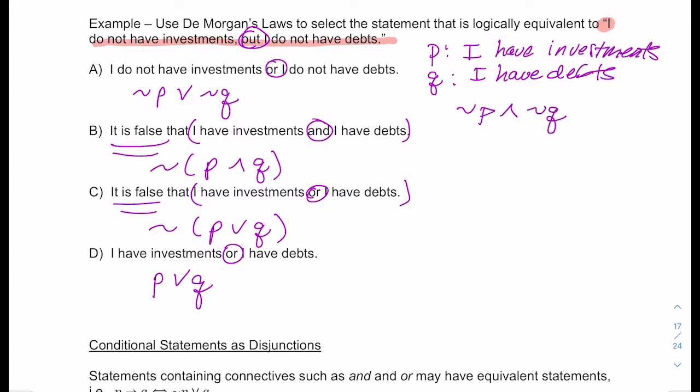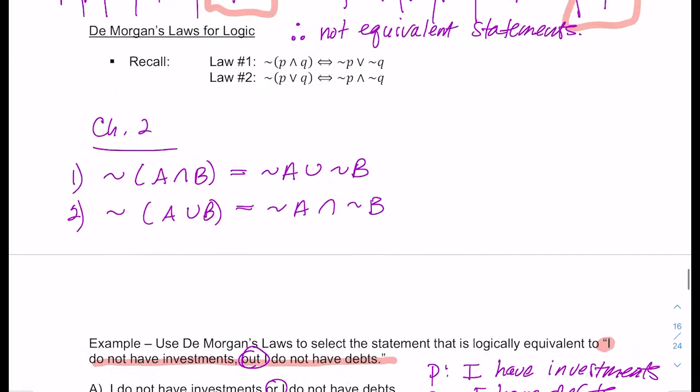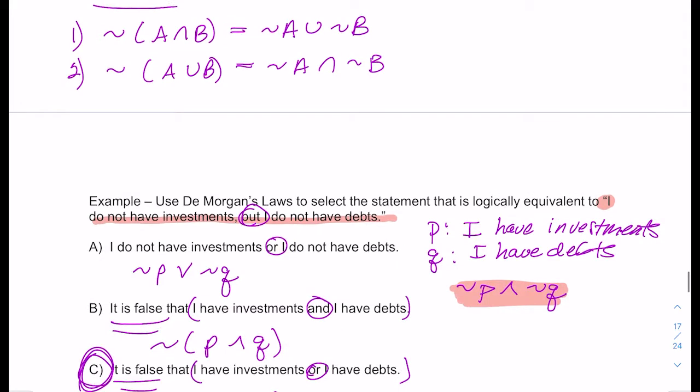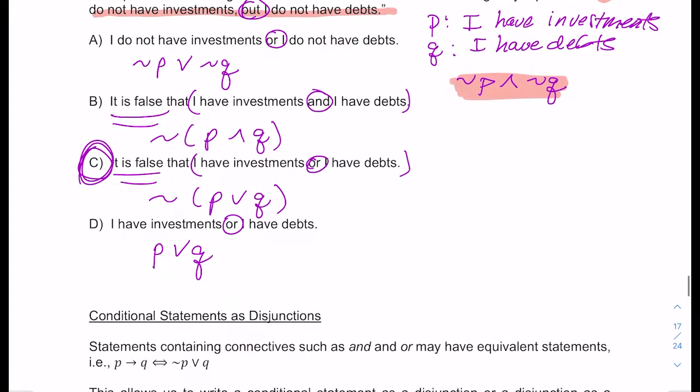Looking at each of these choices, A, B, C, and D, which one is equivalent to not P and not Q? Using De Morgan's law, we find that C is the one that is equivalent. If you look at De Morgan's law, it says not P or Q is equivalent to not P and not Q. And that's what we have there. So C is the answer.